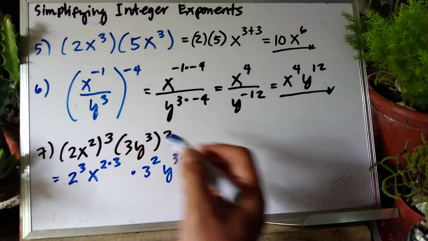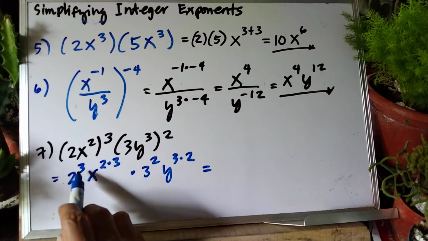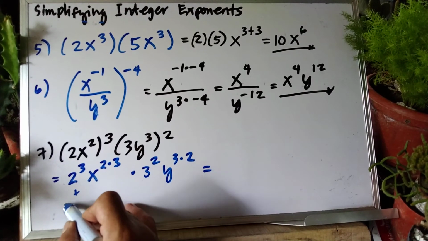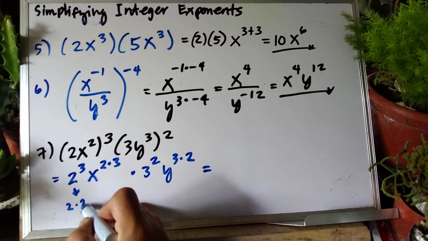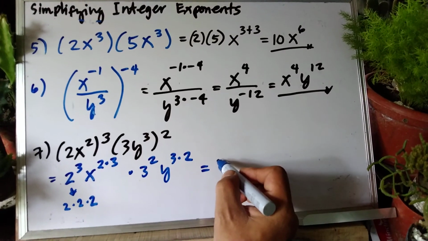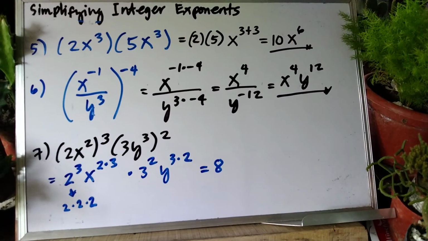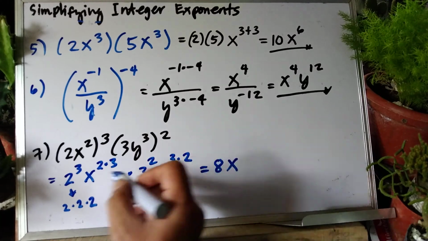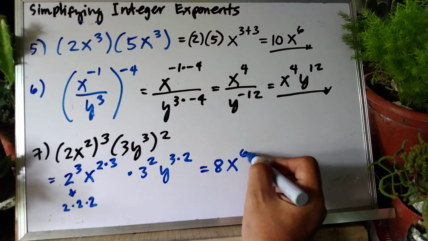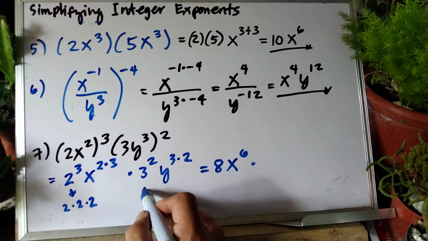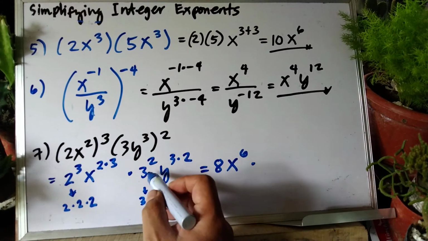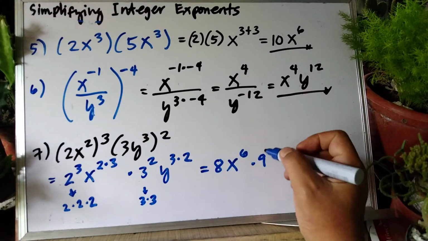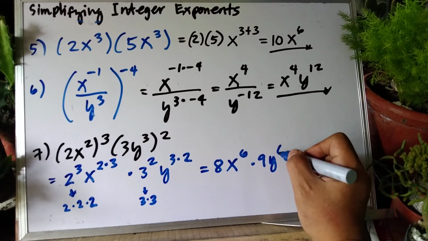Okay? So let's continue. You have now, simplify. What is 2 to the power of 3? That is equivalent to 2 times 2 times 2. And that is equal to 8. Okay? 8 x 2 times 3, you have 6. Times, what is 3 squared? That is 3 times 3. Dili na siya 3 times 2 ha. 3 times 3. So you have 9 y to the power of 6.